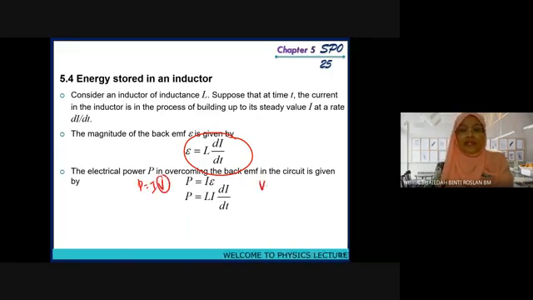But V here, we can equal to EMF. Why? Because we don't use a battery. The EMF that is produced is induced EMF. There is no internal resistor. So P equals to Li. Where does this formula come from? The EMF is replaced here.